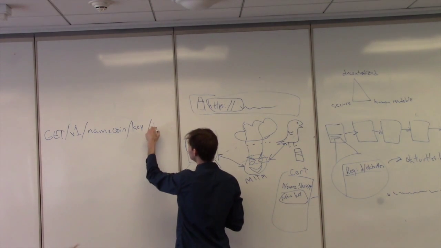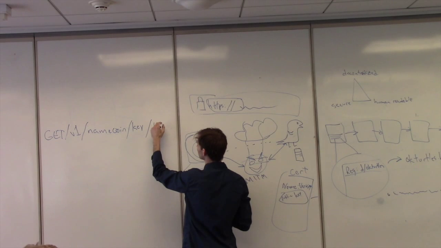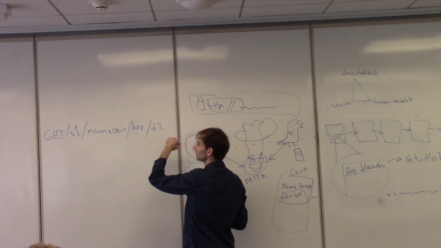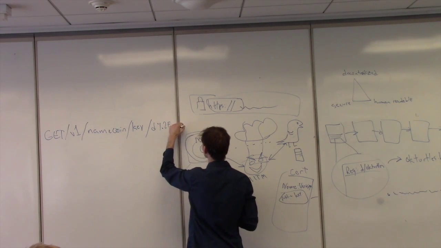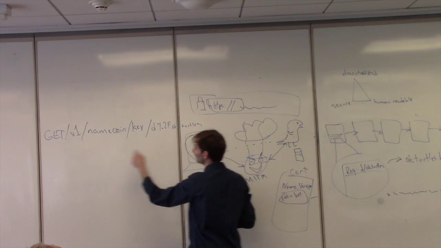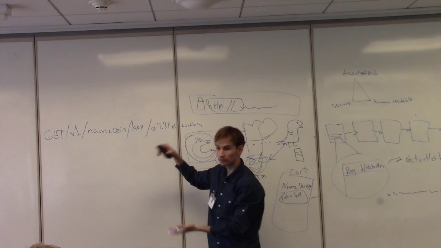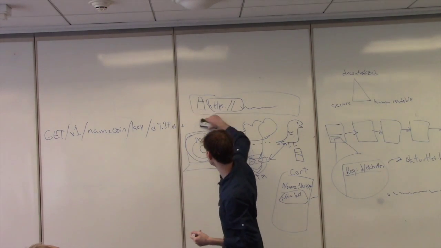So we could say D, and then we URL encode it. How do you do that? Like 2F or something like that. okTurtles. And you call this over HTTPS, and it sends you the information that's in Namecoin. And it just makes it user-friendly.